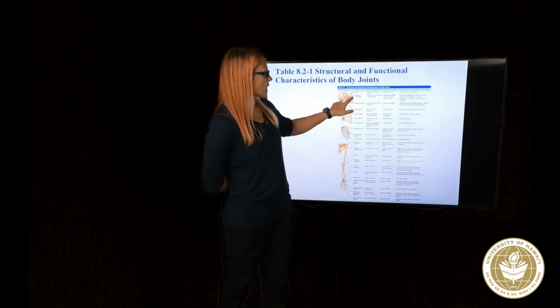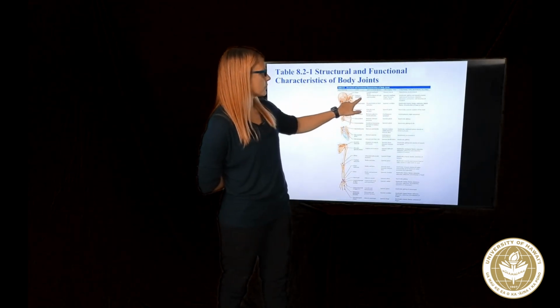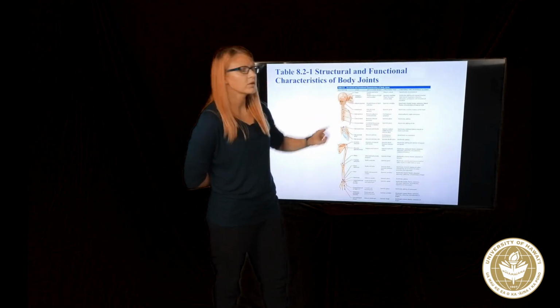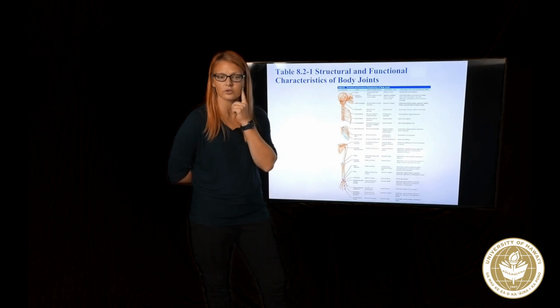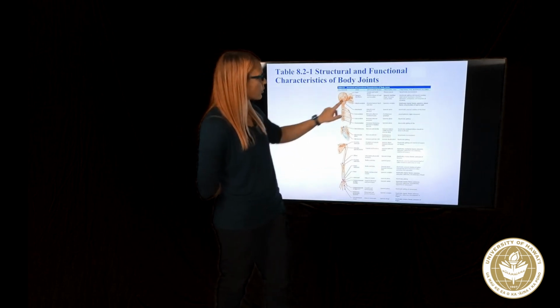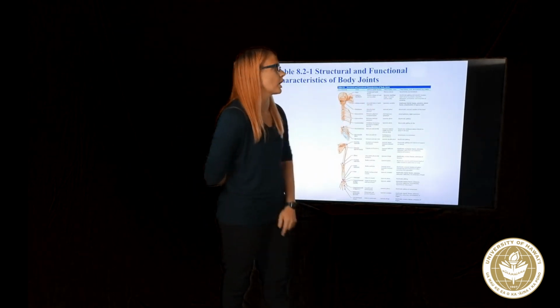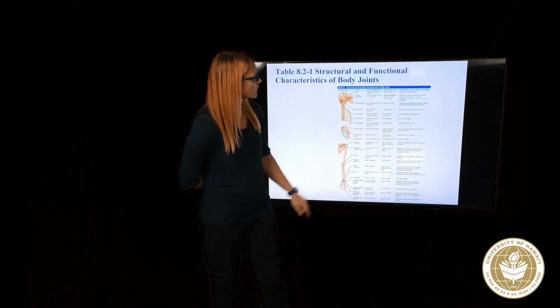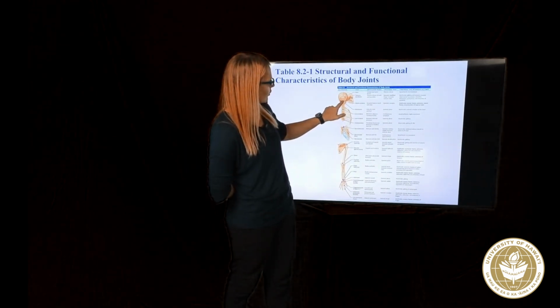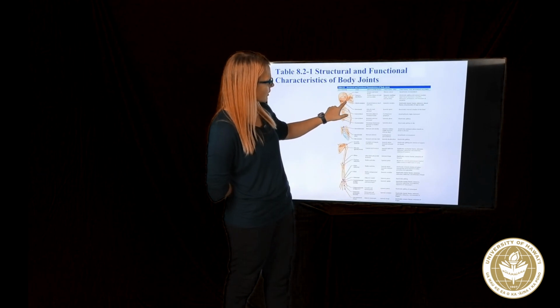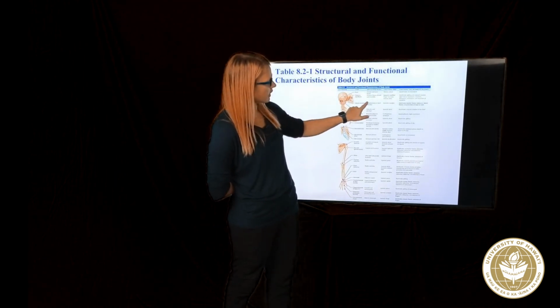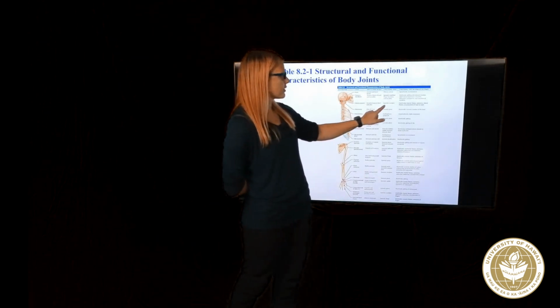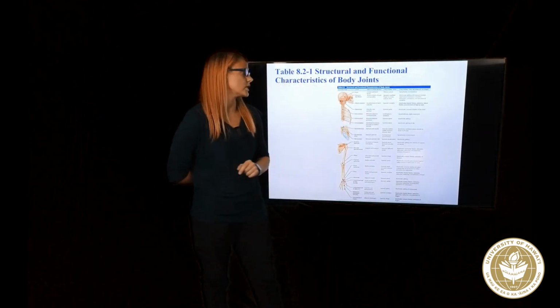Then we have our temporomandibular. That should sound familiar to you, right? We talked about the TMJ joint, right? In our mouth before. So that's going to be a type of synovial joint. Then we have our atlanto-occipital. So that's where right at the base of the skull here. That's going to be the occipital bone and the atlas. That is another type of synovial joint.